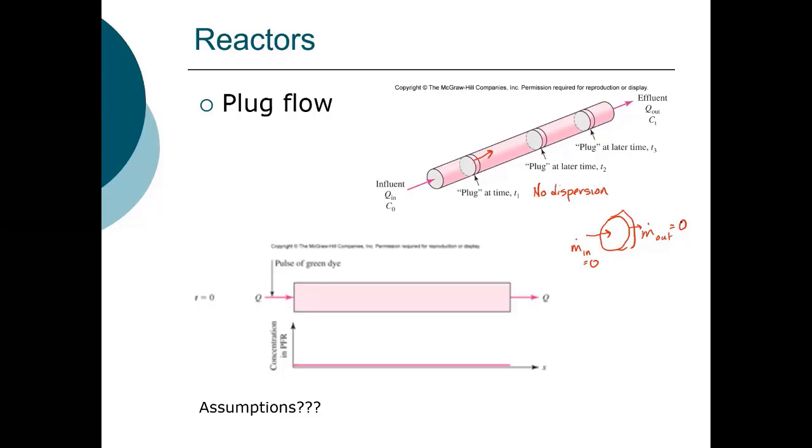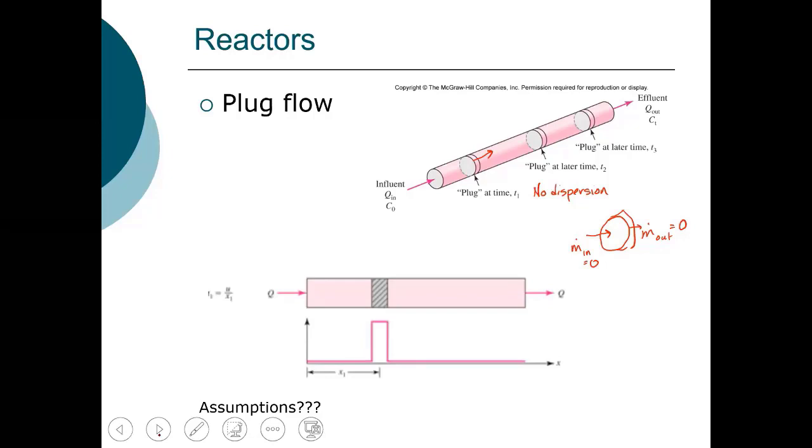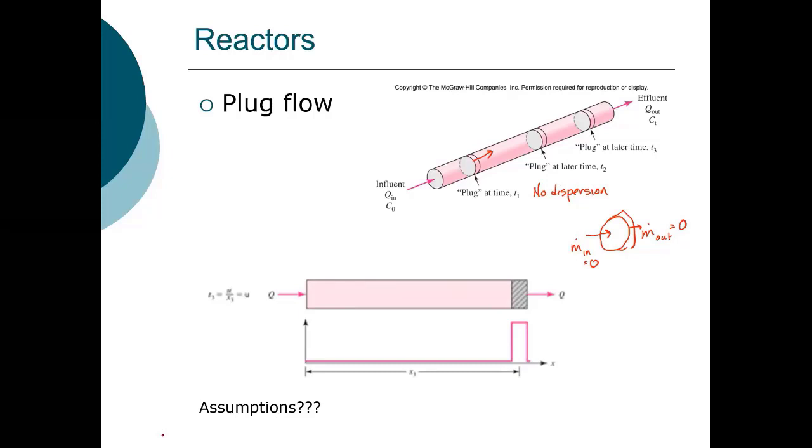If I put a balloon in a pipe and that balloon were to move down the pipe, assuming the balloon is fully impermeable, I would have no mass moving in and out of that balloon. And that balloon is just going to move down the pipe, and eventually it leaves the pipe. So essentially what you have is a completely mixed reactor that's moving down this pipe, this duct, this river.